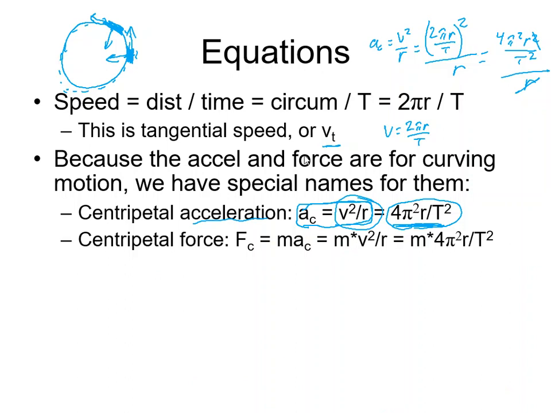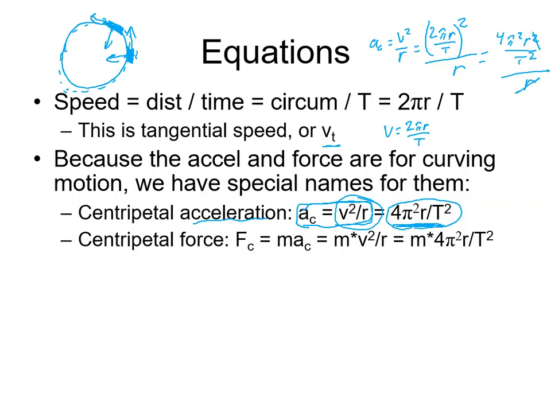Then we have centripetal force is equal to mass times centripetal acceleration, so F equals ma. So it's really just mass times this times this. So that's not a big one. So really the only new equation, officially totally new equation, is this guy. Everything else is kind of just derived from it.